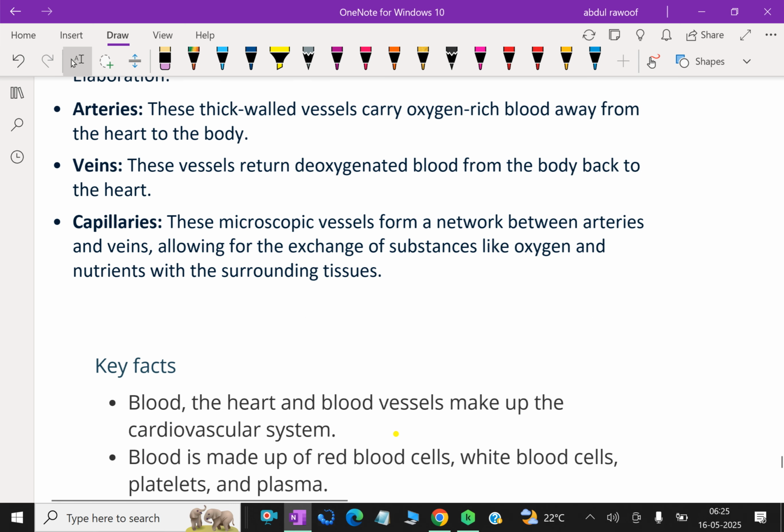Arteries. These thick-walled vessels carry oxygen-rich blood away from the heart to the body. Veins. These vessels return deoxygenated blood from the body back to the heart. Capillaries. These microscopic vessels form a network between arteries and veins, allowing for the exchange of substances like oxygen and nutrients with the surrounding tissues.